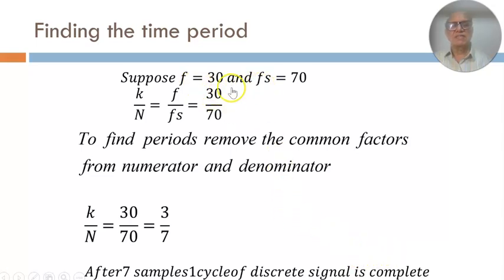And if f and fs are different, you can of course follow the same procedure in order to find N. Of course, just remember that your fs has to be at least 2 times f, and in fact slightly greater. So in this case, you can see if this is 30, 2 times f is 60, and I have chosen a sampling frequency which is 70, which is greater than 2 times f. All right.